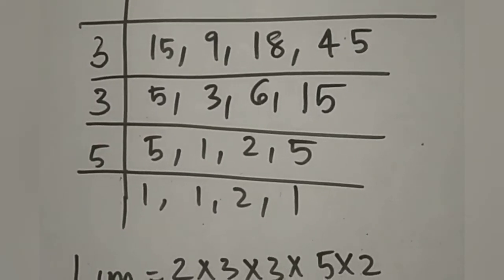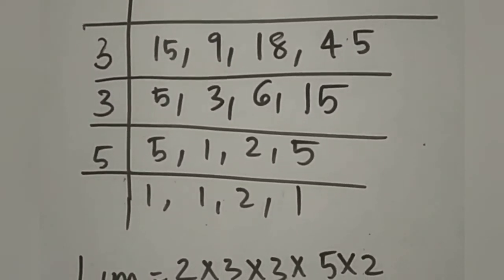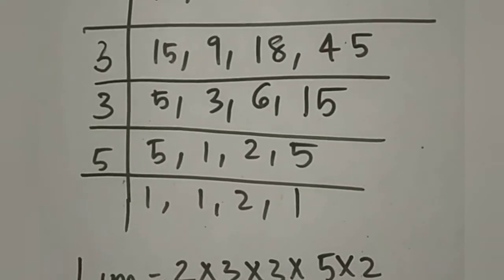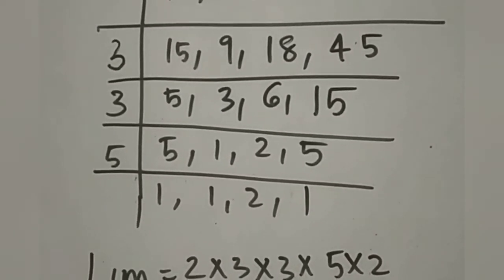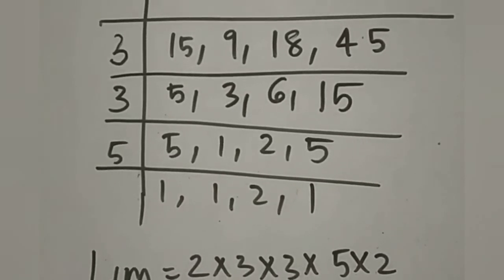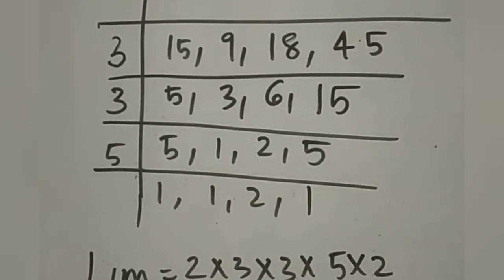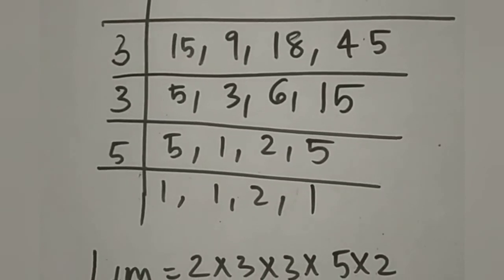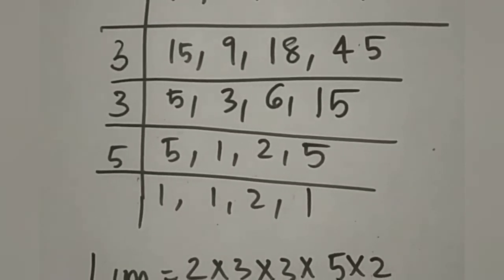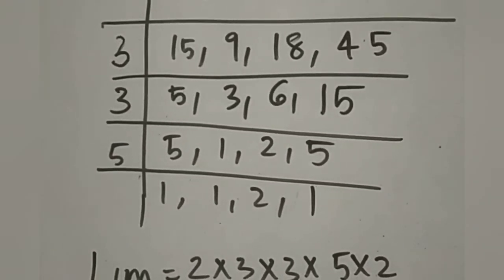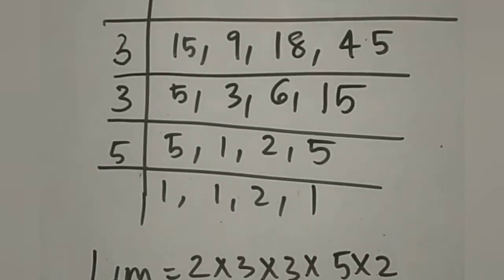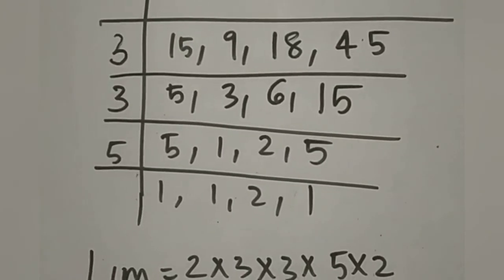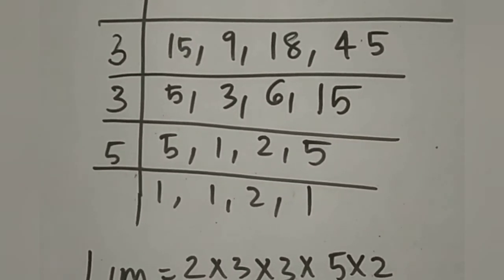And you can see that the number 5 has occurred 2 times. And the prime factor of the number 5 is 5 itself, since 5 itself is a prime number. So we can divide the numbers by 5. And 1 into 5 is 5. And 1 is not divisible by 5, so we will write 1 as it is. And 2 is also not divisible by 5, so we will write 2 as it is. Then 1 into 5 is 5. So we got the numbers 1, 1, 2 and 1.